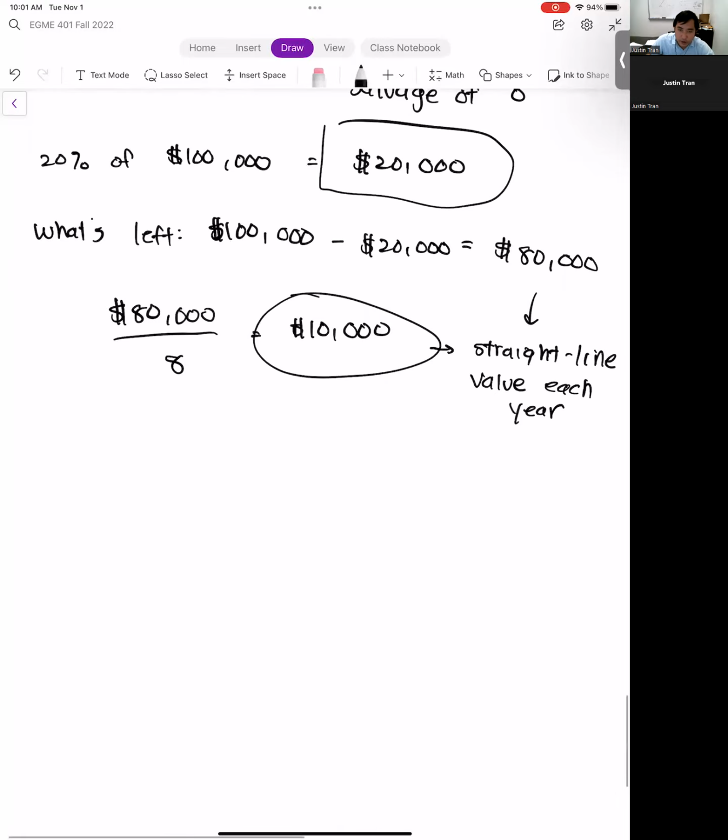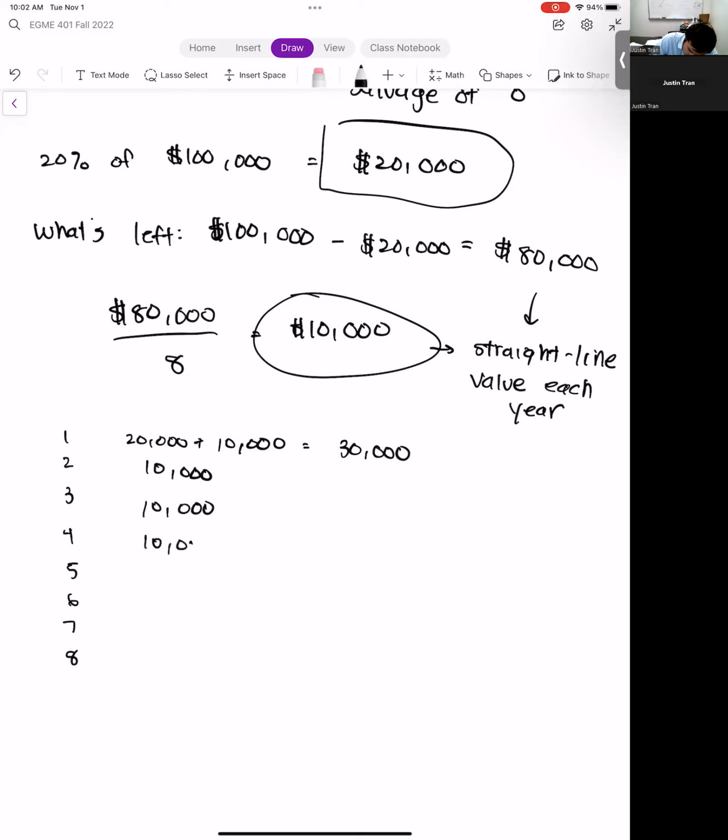Okay, and so if we were to write out the entire depreciation schedule, this is going to be for 8 years. In year 1 we have 20,000 plus the 10,000. Remember to apply the straight line value there as well. And so year 1 we're going to have 30,000, and then each year after that is going to be 10,000. Okay. And so that's how you combine the two.